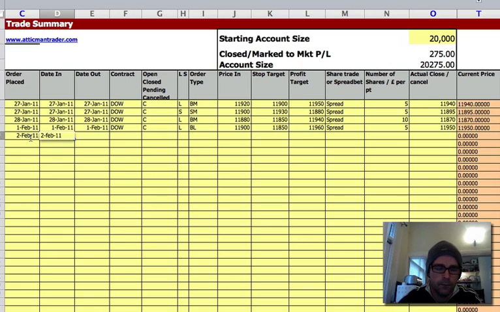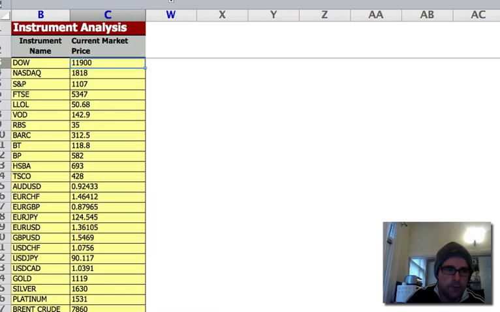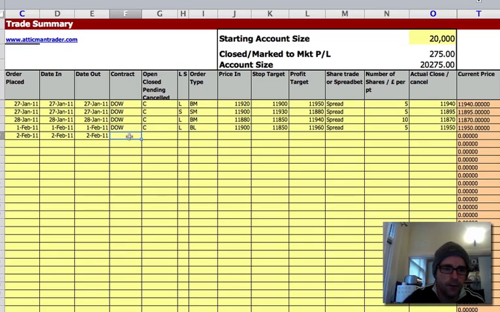In fact, why don't we also trade a different instrument just to see how that works. Go back to the instrument sheet now. I don't know what the current price on the Nasdaq is. Current price on the S&P. Let's trade the S&P. So I type in S&P. This is an open position. It's a long open position. Again, this was a buy stop.